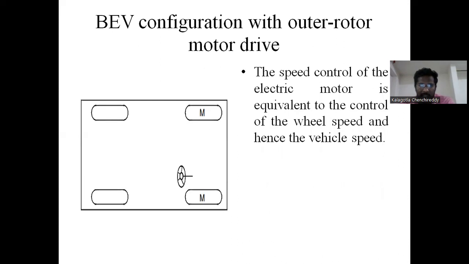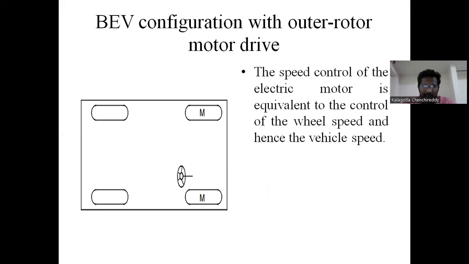Next, this is the last one: the battery electric vehicle configuration with outer rotor motor. In this type of configuration, the rotor is the wheel outside and the stator is inside the wheel. The speed of the electric motor is equivalent to the wheel speed.